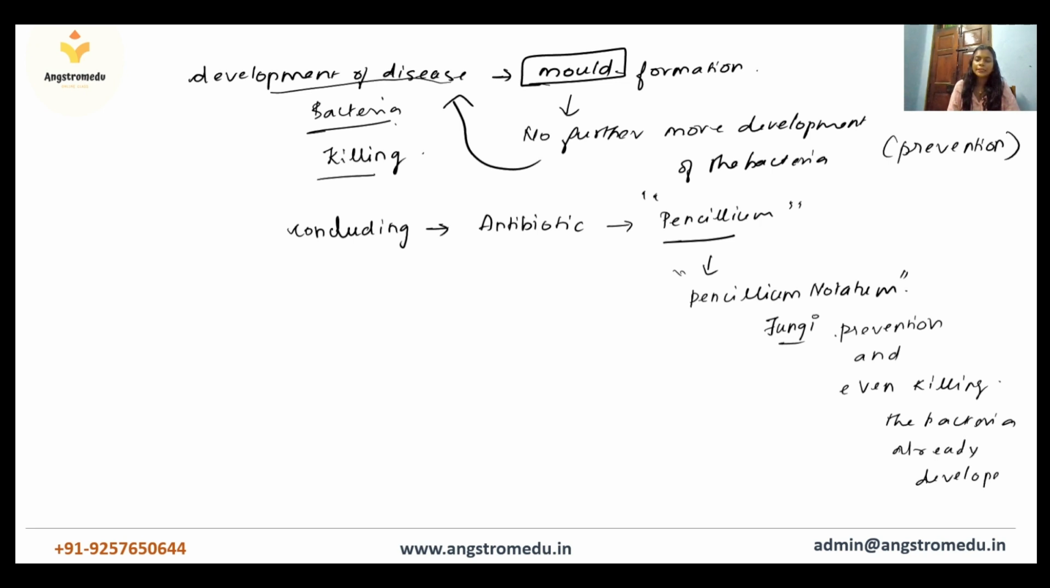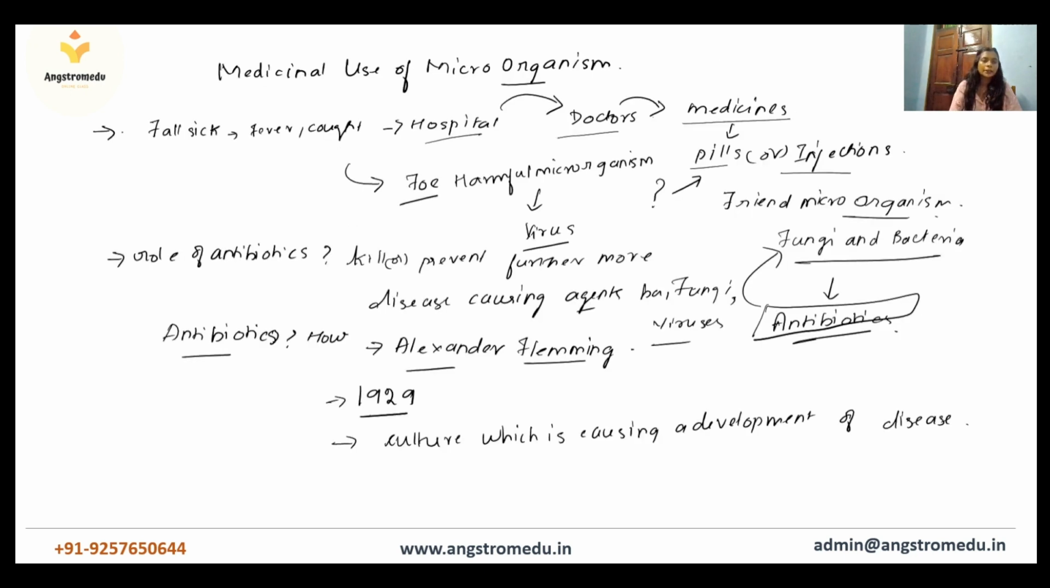Now let's recap something about antibiotics. If we fall sick, of course, we will get some fever or cough. At that time, we will visit the hospital, and the doctors will give some medicines in the form of pills or injections. Here we have concluded two types of microorganisms. The cough we get from the harmful microorganism, and for that, the medicine, pills and injections, we use the friend microorganism.